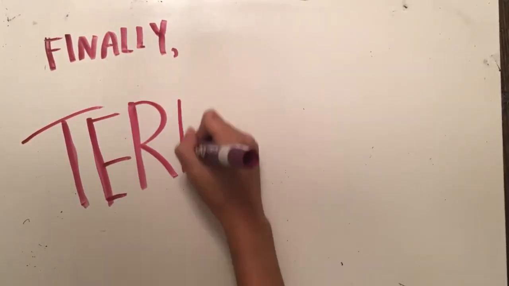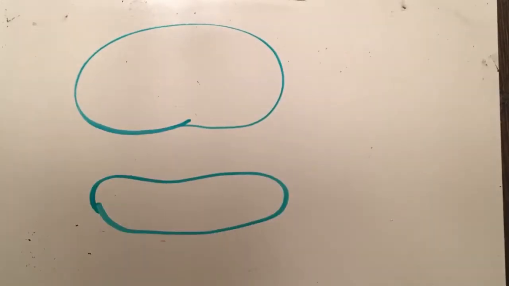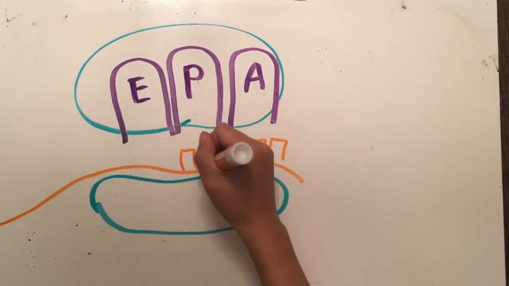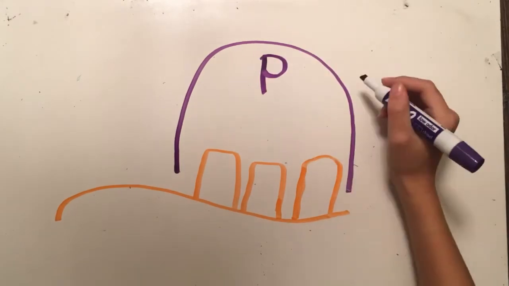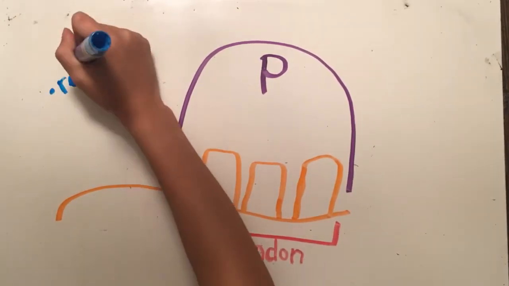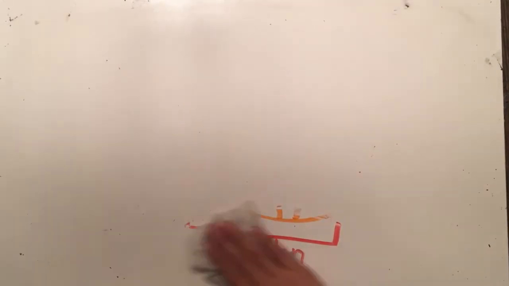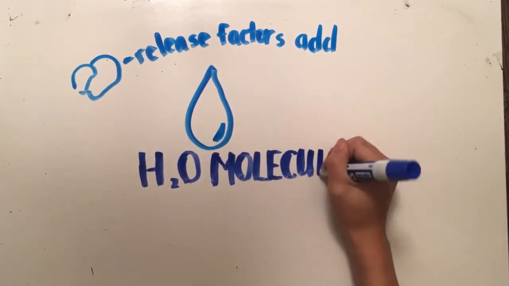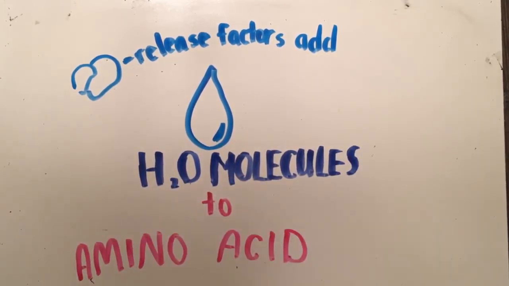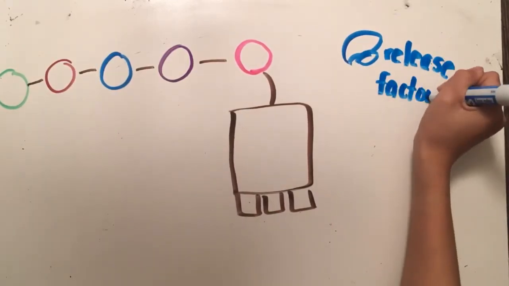Finally, the process of termination begins. It happens when a stop codon enters the A site. These codons are recognized by release factors, which all fit into the P site. These factors add a water molecule to the last amino acid of the chain, which separates them from the tRNA and releases a newly made polypeptide chain.